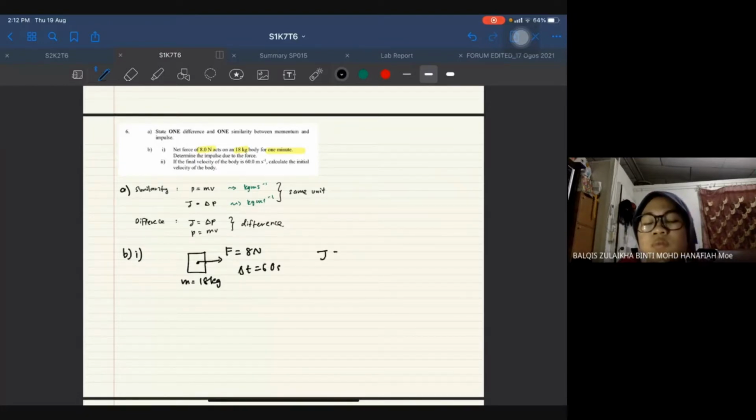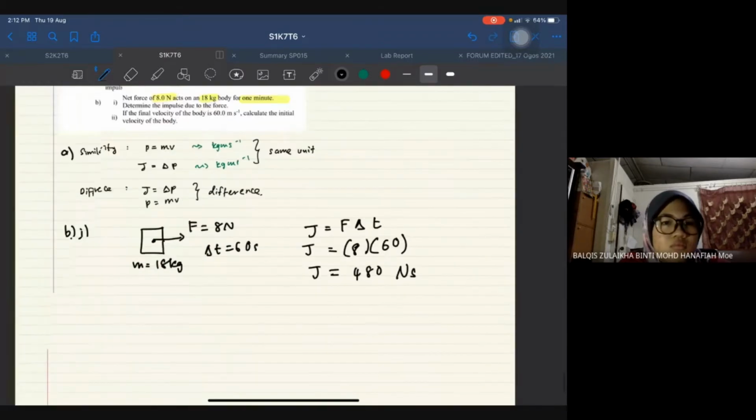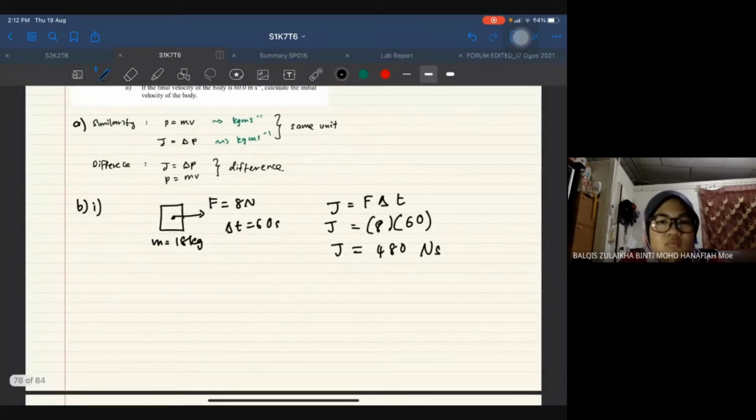So J is equals to F delta T. So you can solve straight away. 8 multiplied by 60. Okay, so the unit would be Newton second. For this one, you can state direction if you want to, but since the diagram is not given anyway, I just want to leave it like this.